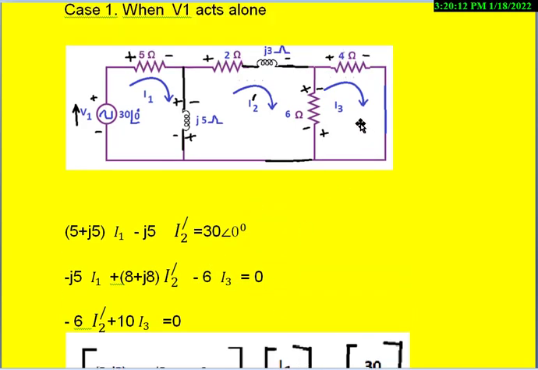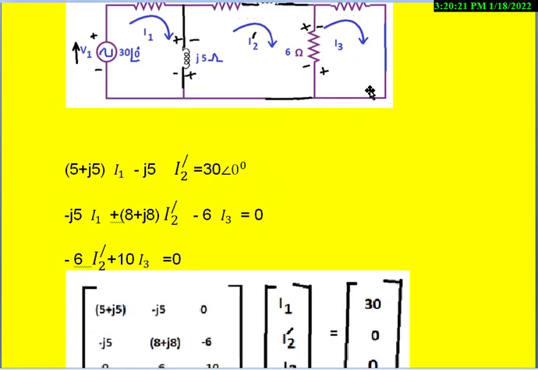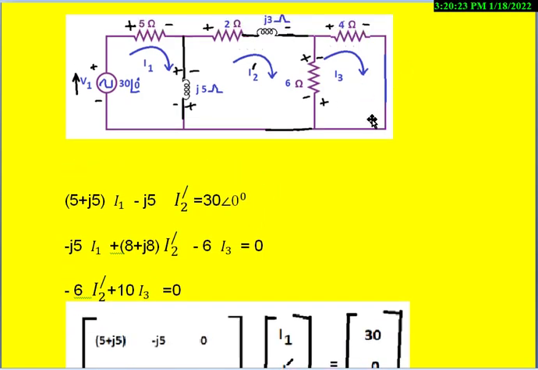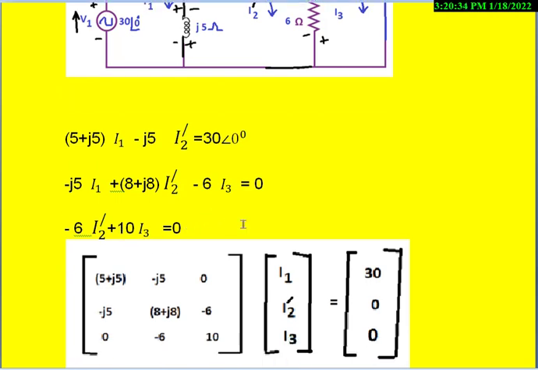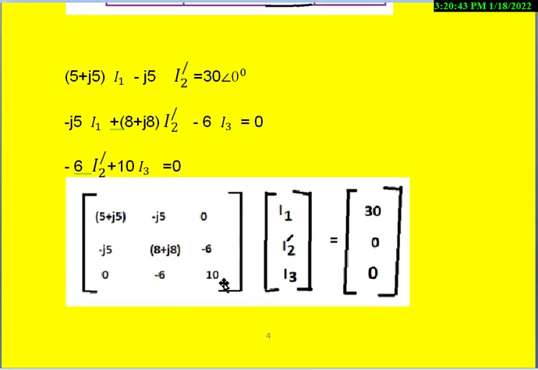Similarly there is the third loop. So here I2 is flowing here, but its direction is opposite to the I3. So we get here minus 6 I2 dash. Then coming to the loop 3 impedance, that is 6 plus 4, that is 10 I3. It will come here, plus 10 I3 is equal to 0. This is the third equation, this is the second loop equation, this is the first loop equation. When we put it in the equation matrix form, we get like this.